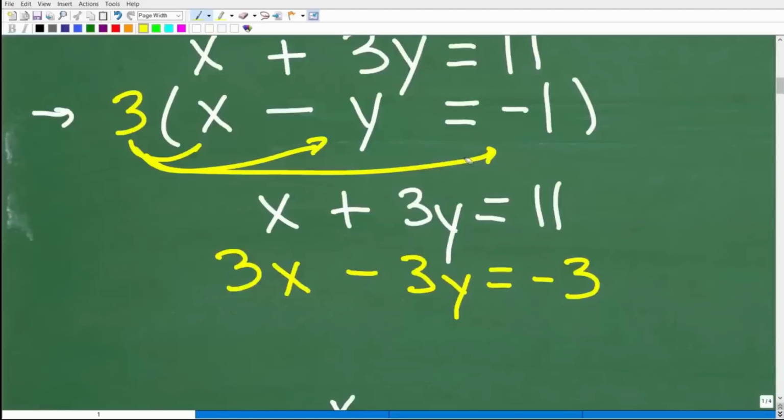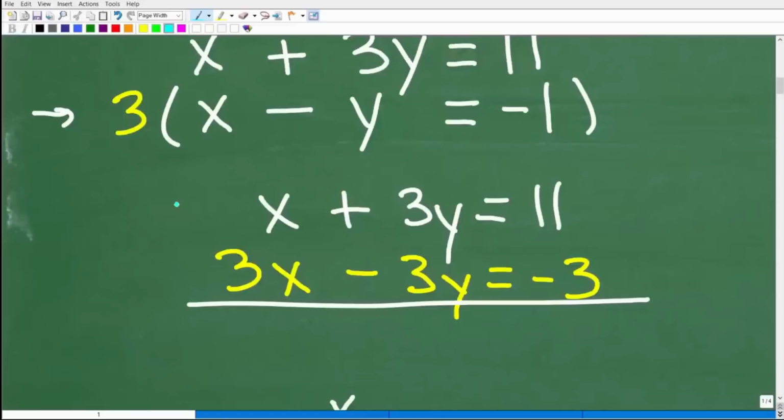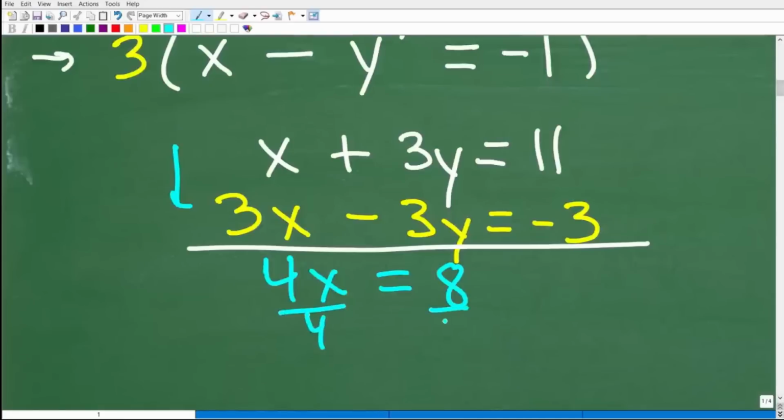Now at this point, I'm going to combine these equations. I'm going to add down. This is the linear combination, and remember, this is the linear combination elimination method. I'm eliminating a variable. When I go x plus 3x, I'm going to have 4x. 3y minus 3y is 0y. So I eliminated the y variable. And then 11 minus 3 is 8. So I have 4x is equal to 8. Now I can solve for x by dividing both sides of the equation by 4, and I get x is equal to 2.